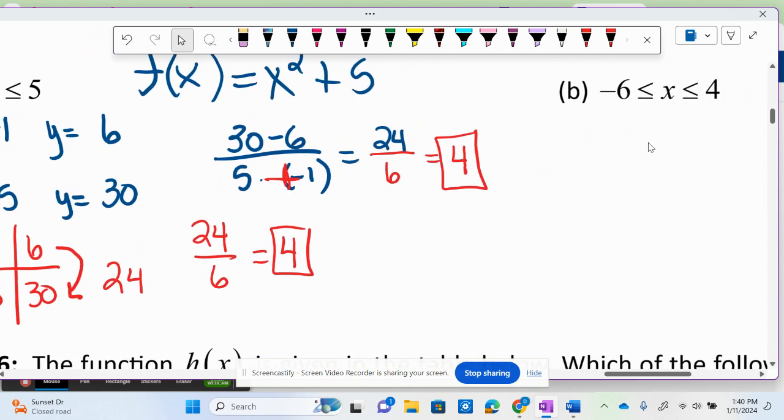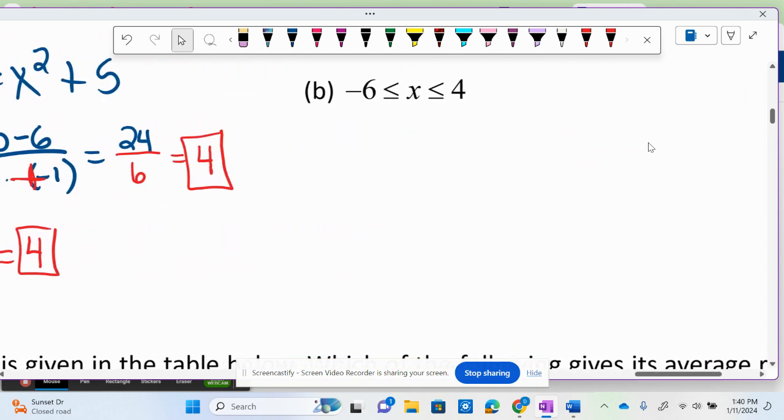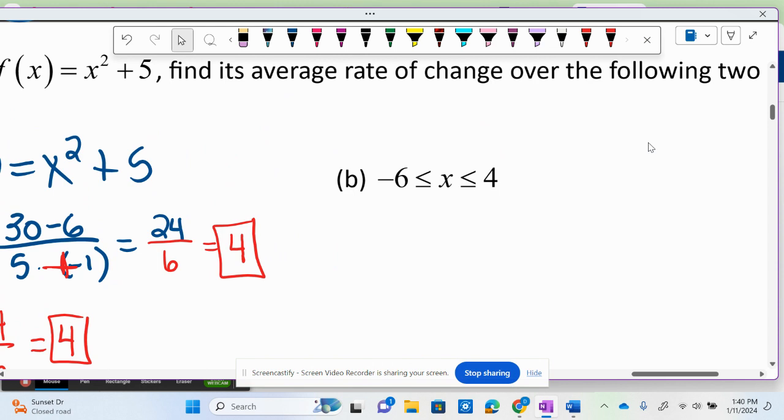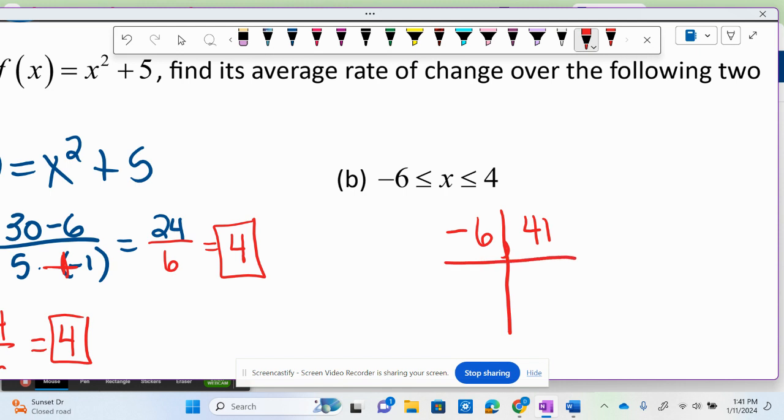Okay? All right. So we're going to do the same thing, same function. Oh my gosh. So do we need to put the function into our calculator again? No, we just need to look at when x is negative 6, what is my output? What is y? 41. When x is positive 4, say it again.